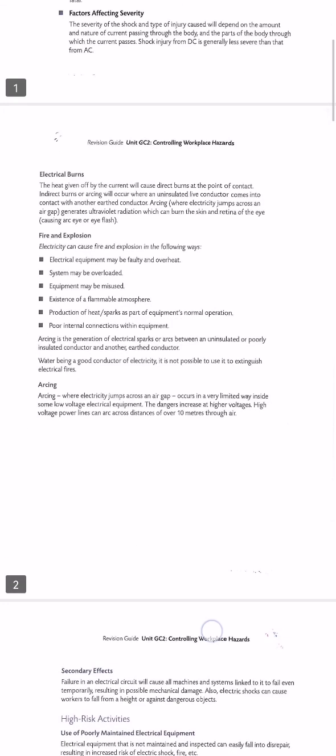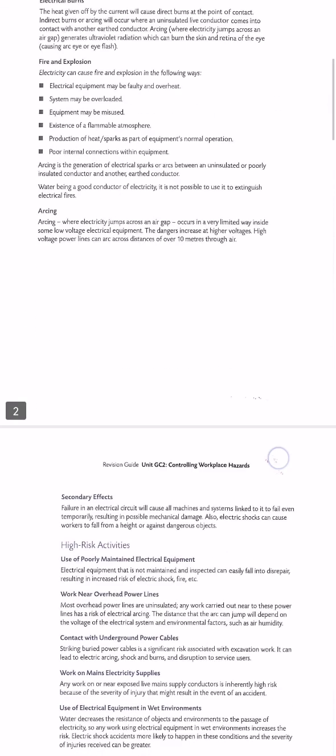So we're talking about the electrical effects, right? So now we are talking about secondary effects. What are the secondary effects here of electricity? Failure in an electrical circuit will also cause all machines or systems linked to it to fail, even temporarily, and result in possible mechanical damage. Also, electrical shock can cause a worker to fall from a height or against dangerous objects.